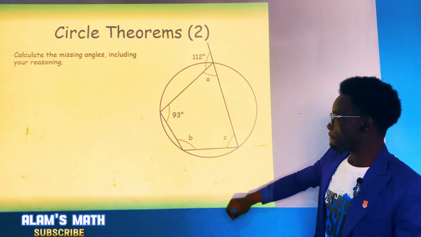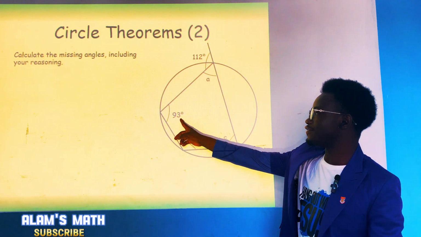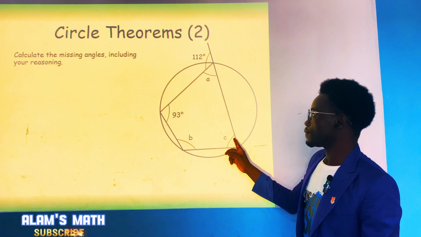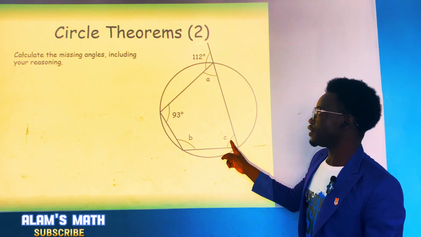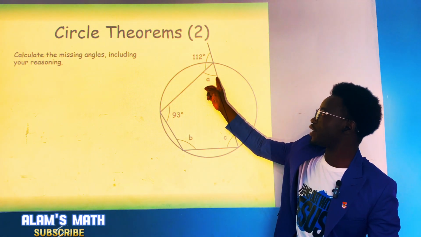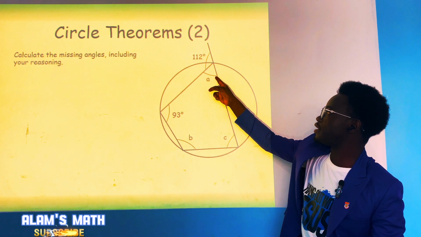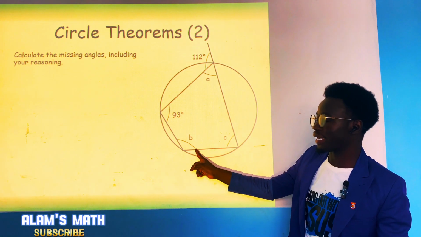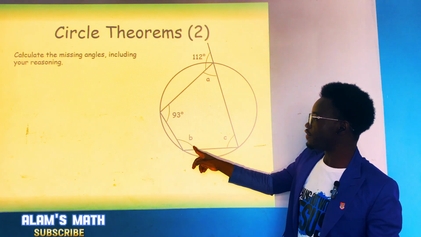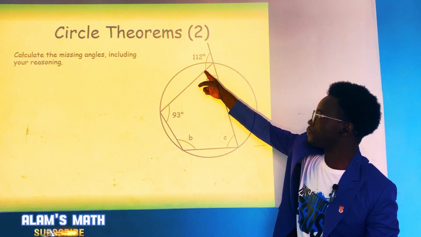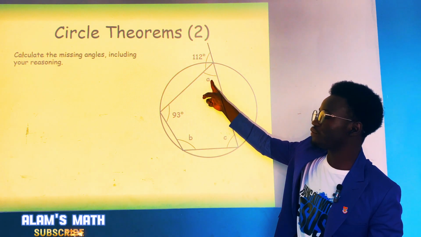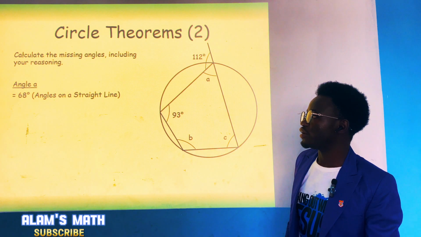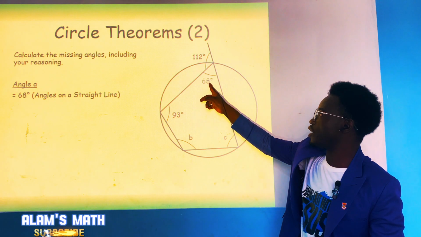Alright. Now A, B, C. I know 93. I'll be able to find this because when I sum them up, it should give me 180 degrees. I know this. I should be able to find this because this angle should sum up to 180 degrees, but we might not use that. This angle here is equal to the angle B because this interior angle is equal to the opposite exterior angle. When I sum this and this, it will give me 180. So I can find A. So A is 68 degrees, angles on a straight line. That will give 68 degrees.